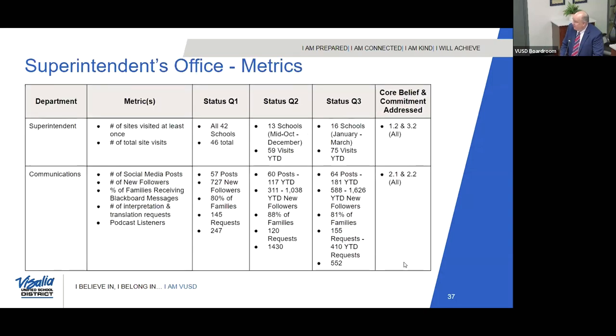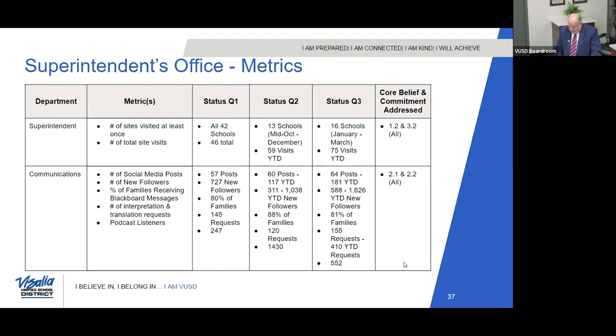So in the superintendent's office and communications, we have a very brief report tonight because we just brought the quarter two report to you last month. So we're going to have a much smaller report for you tonight. In the superintendent's office, he's been averaging a little over a visit a week. That does not include all the listening sessions that we'll talk about in just a little bit.